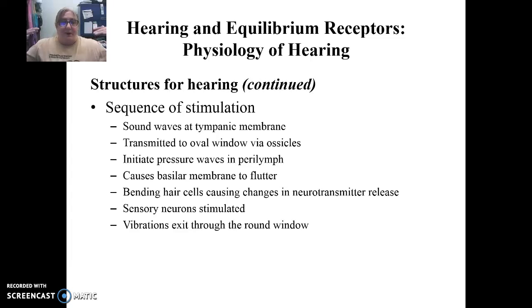The sound vibrations, the pressure, is going to exit via the oval window back into the middle ear and then move out through the eustachian tube.